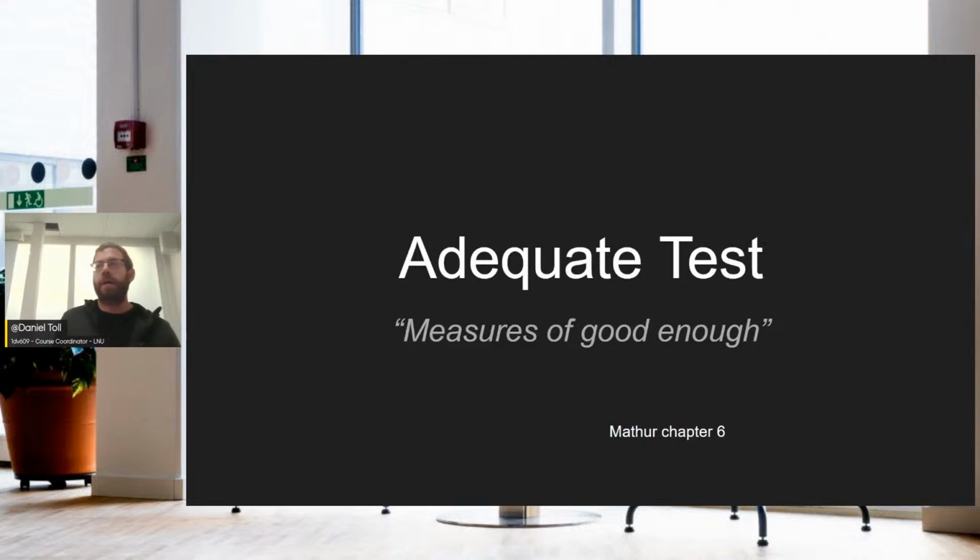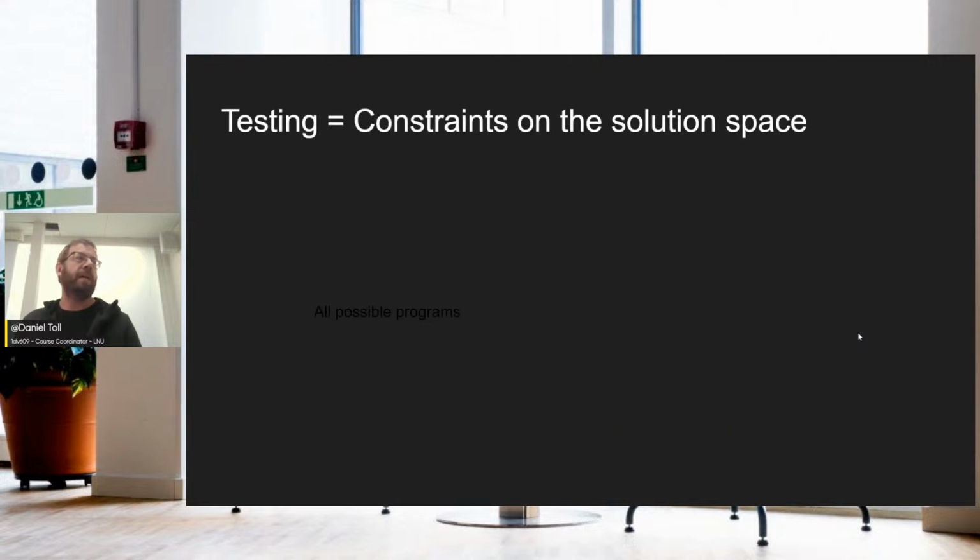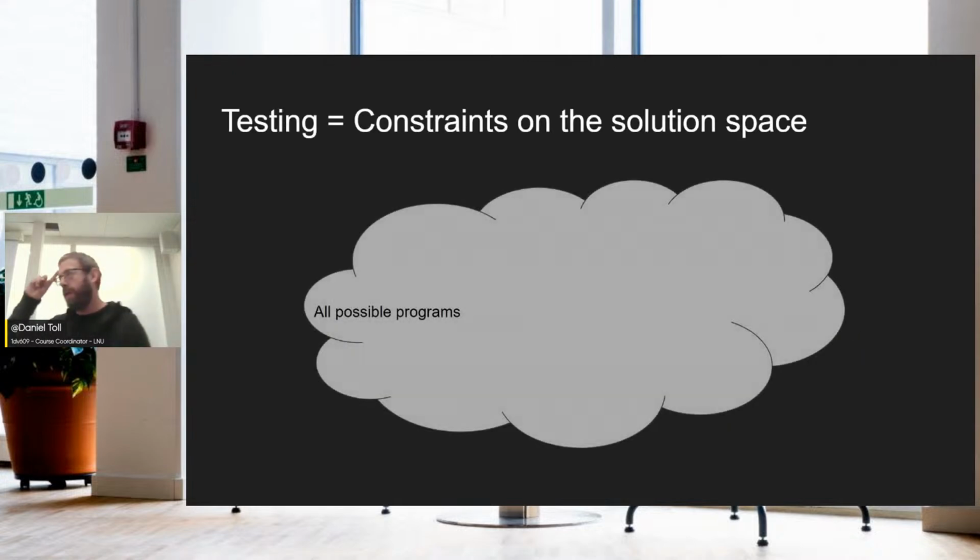So what I will do is define something called adequate tests. So an adequate test is that this is good enough. And this depends on the project. So you need to specify what good enough is for your project or for your particular component. And you need to decide that. So let's start with how I think of testing, because I think this could help us in coming up with such a thing.